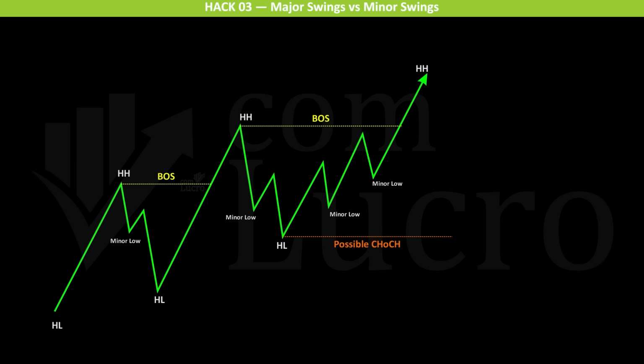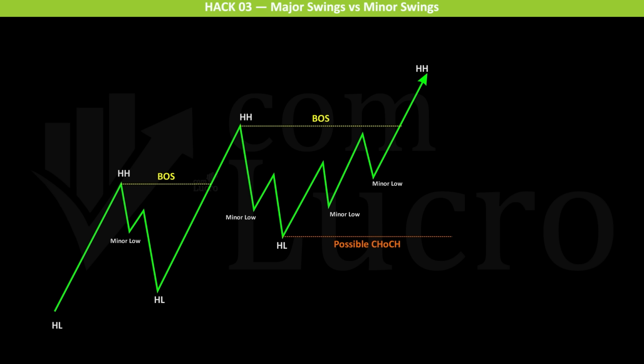A change of character happens when price breaks and closes below this specific level. When that occurs, the move is no longer a pullback or a retracement. The remaining swing lows are classified as minor, and a break below them does not signal a genuine reversal. These minor breaks often happen during pullbacks and should not be mistaken for a change in direction.